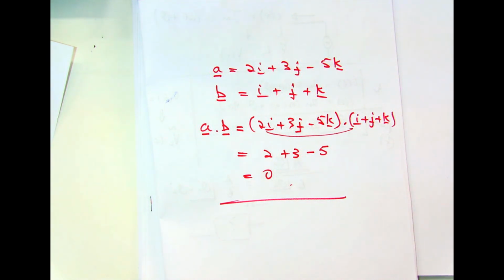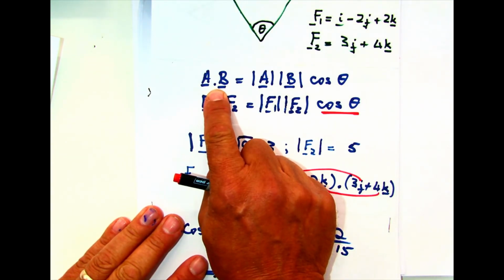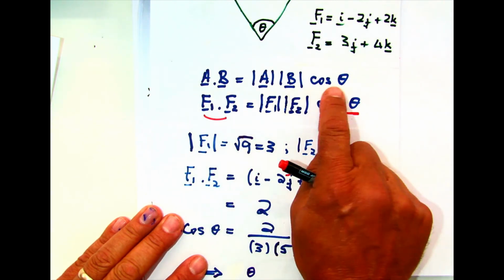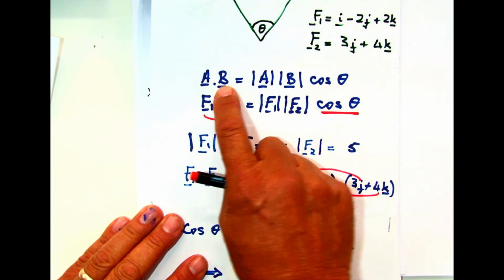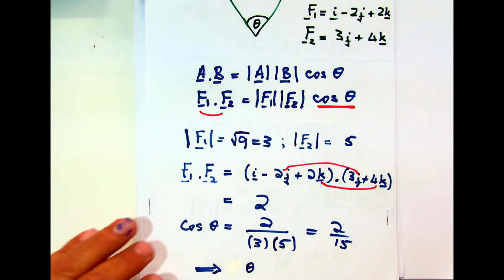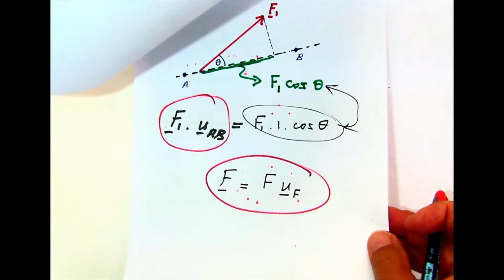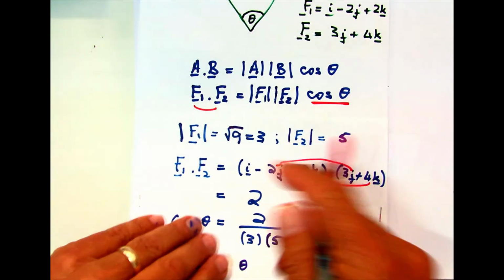What does it mean when a dot product is 0? Perpendicular, yeah. The vectors are perpendicular. If your dot product is 0, then it means cos theta is 0, which means theta is 90 degrees. So A and B are perpendicular. So, okay, that's the important thing there.